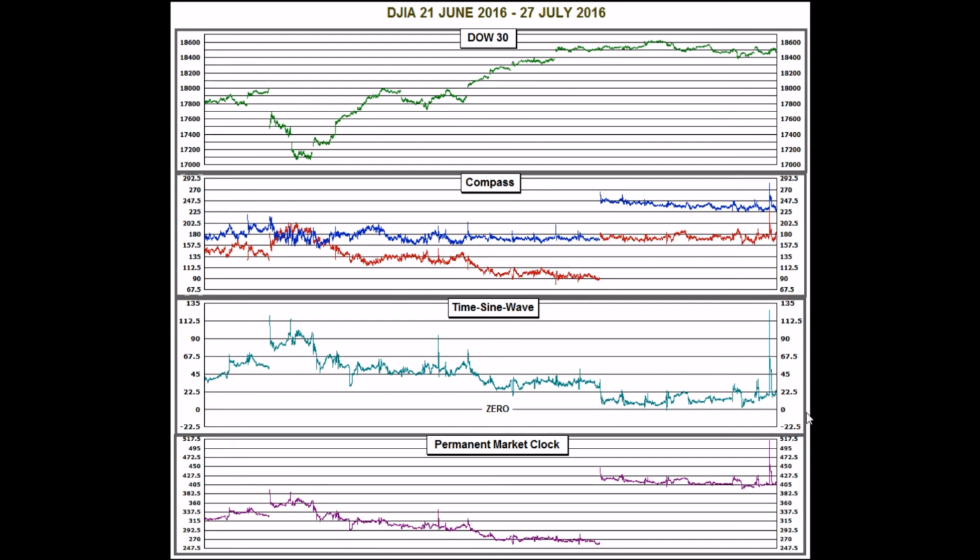Would we be looking for anything on the time sine wave or the permanent market clock in addition to that? If it's going to be a top, it should be another close to zero. And if it's going to be a bottom, it should go plus, probably to a plus 45 or more, to go to a bottom and a 1-to-1, and then another long. We'd see a 1-to-1 with a 45 on a bottom, approximately.